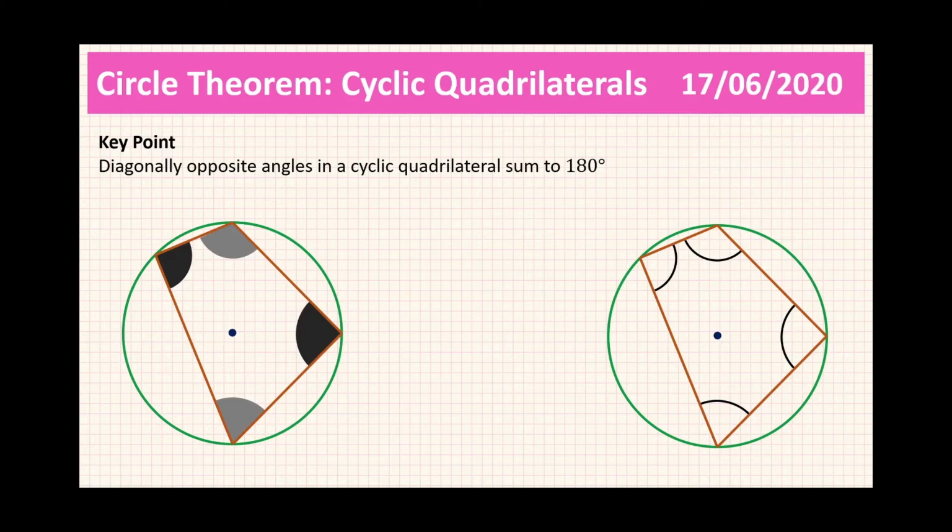Now we need to understand what makes it cyclic again. So pause the video. What makes this shape cyclic? What makes this quadrilateral cyclic? Pause the video. Have a think.